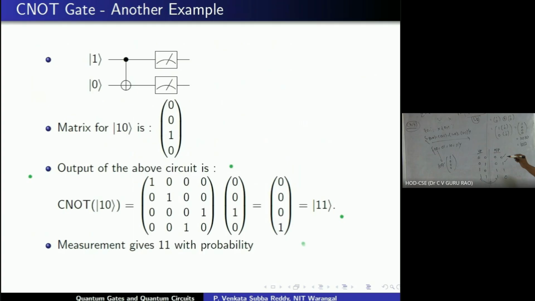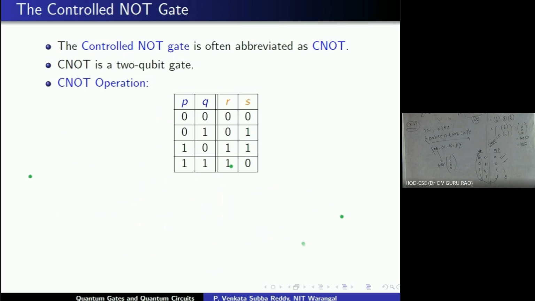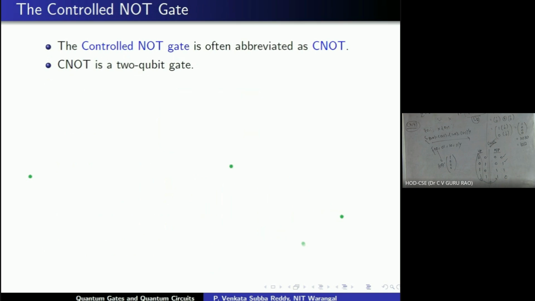Based on this control we are changing this. What change is happening? 0 to 1 it is going, 1 to 0 it is going. It is like NOT, no? And this type of operation is called controlled NOT operation. Controlled NOT. That means it is a 2 qubit operation or single qubit operation? 2 qubit operation. Okay, it is a 2 qubit gate, controlled NOT. Based on some control, we are performing NOT operation. Here this is control, and we can call this the target.